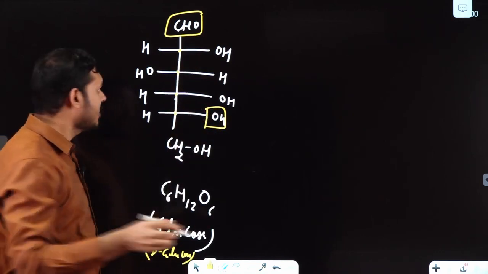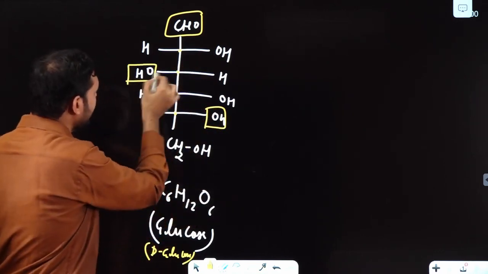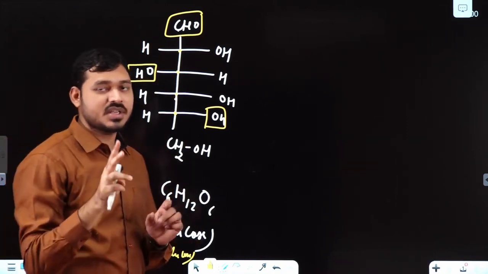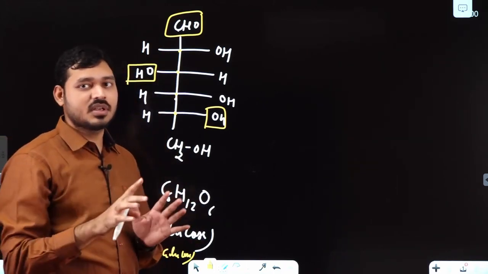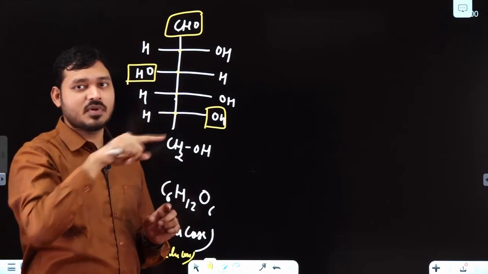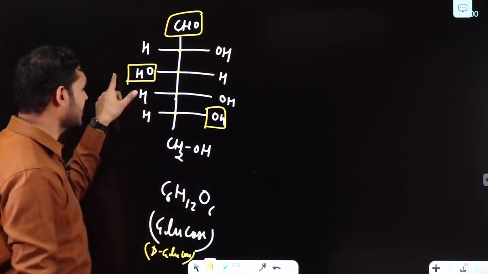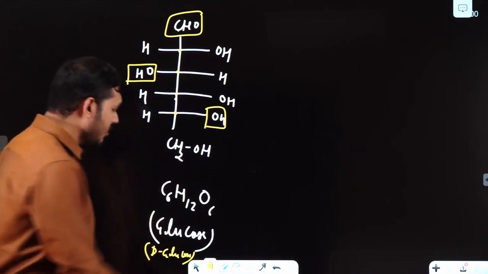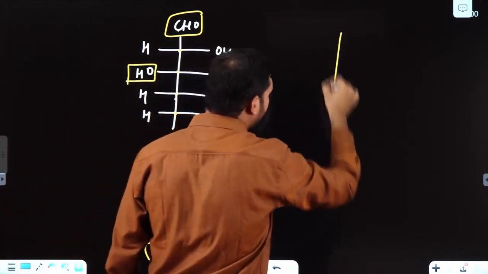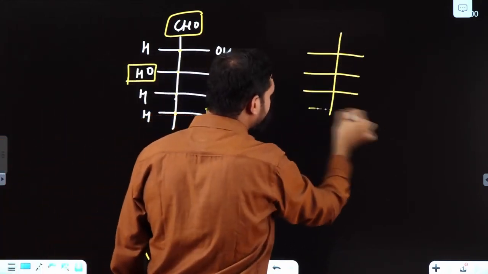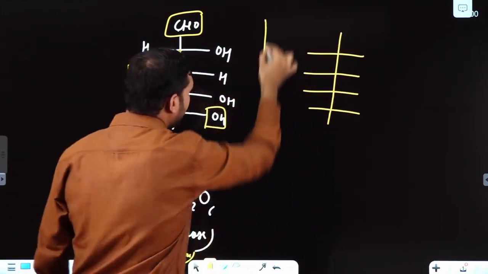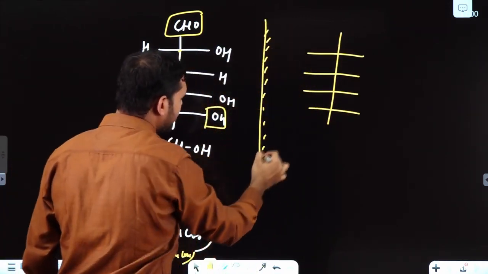Now how to remember? The third OH is on the left side. The third OH on the left side in glucose. CHO, HOH 4 times, then CH2OH. Third OH, C3 having OH on the left side. This is glucose. Now, if I draw one more structure, that will be actually the mirror image of this.